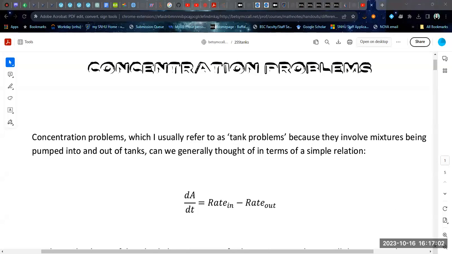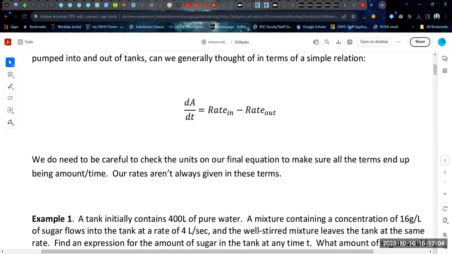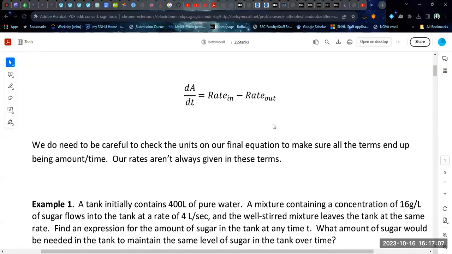Now, in general, you're going to start your differential equation with a very simple sort of framework, and that is the amount of whatever substance you're modeling in the tank, and its rate of change over time is going to depend on the rate in and the rate out. So the rate in will be adding material to the tank, maybe salt or sugar or whatever you're mixing in it. And then the rate out is going to be the pumping out process, how much of the mixed fluid is being pumped out at the same time.